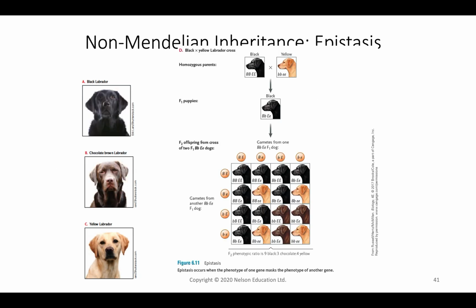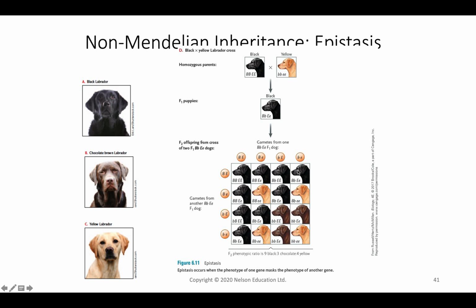Right, so here's epistasis, for example. Here's a black Labrador, a yellow Labrador, and a chocolate brown Labrador. Okay, so depending on how the gametes are going to sort out, we can end up with different phenotypes. So here we have homozygous parents. We're going to take the homozygous black and the homozygous yellow. We're going to mate them together. And the F1 puppies are all going to be black, that they express capital B, lowercase b, capital E, lowercase e.